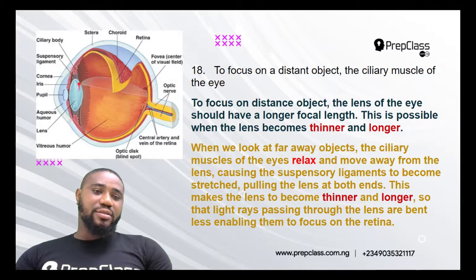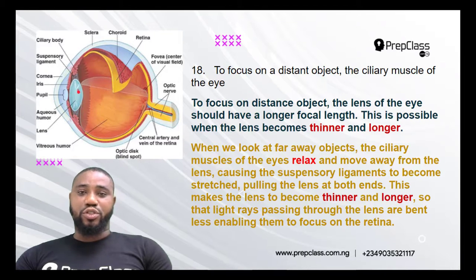This is the lens. I'm not much concerned about all these other parts. I'm only concerned about this lens. This is the ciliary muscle or ciliary body. And there are some things here that are like threads, here and here. They are called the suspensory ligaments. They hold this lens in position.